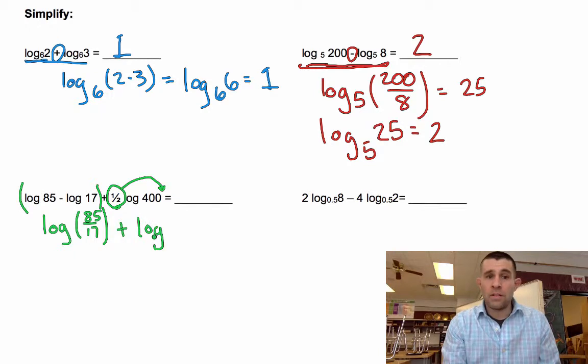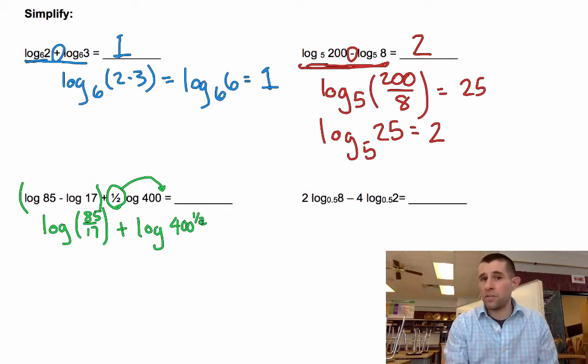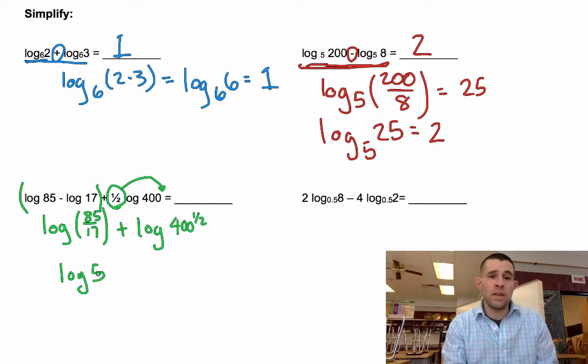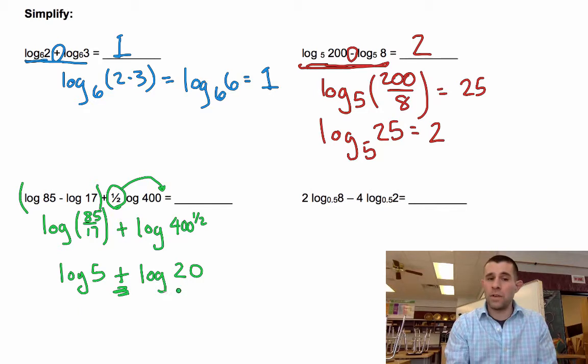This really says log base 10 of 400 to the 1/2. Now remember, 1/2 power is the same thing as square root. So it's the square root of 400 here. So let's rewrite this one step further, and I'm going to simplify 85 divided by 17 is 5. And I'm going to simplify the square root of 400 to be 20. So now I have an addition of log base 10 of 5 and the common log of 20.